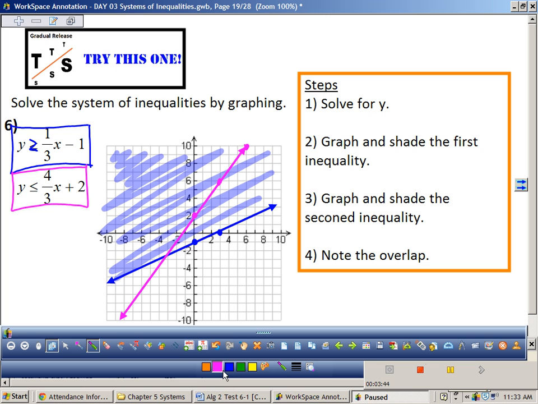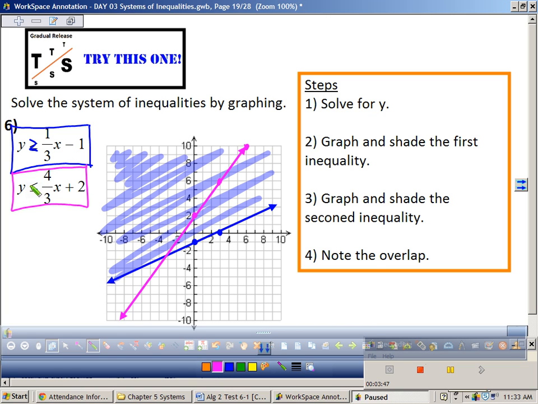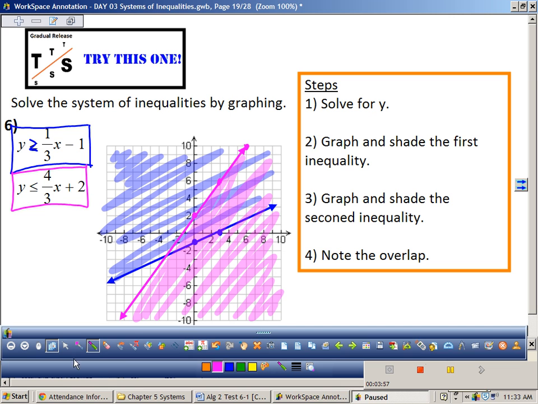And now I just need to consider whether I need to shade above or below. This line says less than, that means I shade below, or less than the line, underneath the line. My overlap is my solution, so I'm going to color that in where I see both pink and blue. And there's my pink and blue. Pink and blue make green. Not really, right? Questions on this?